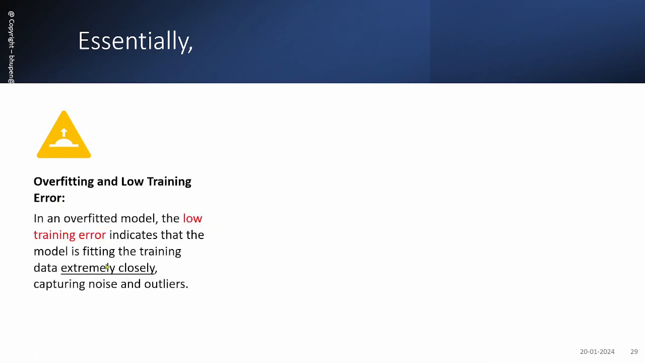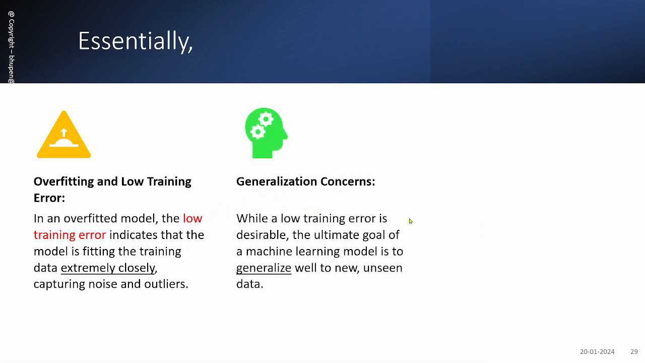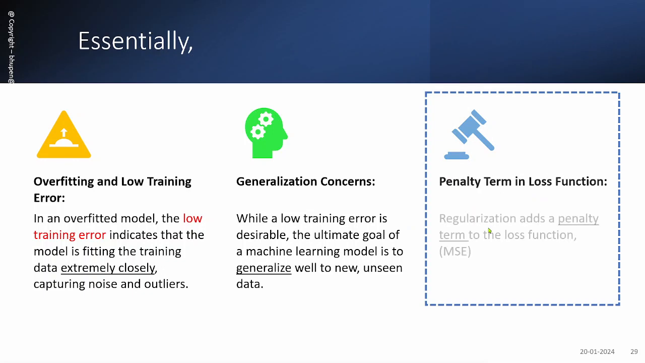With the overfitted model, you have low training error, and that means the model is quite flexible, and it knows only the training set. But with the testing set, it will give you a high variance in the error, and hence we have a generalization concern. In order to fix this, we add a penalty term to the loss function in linear regression. So regularization will add a penalty term to the loss function. Let's take a look at how this addition to the loss function really helps in achieving a generalized solution.